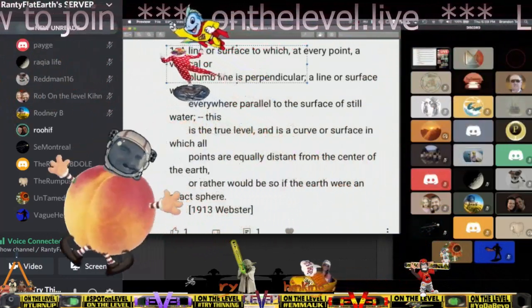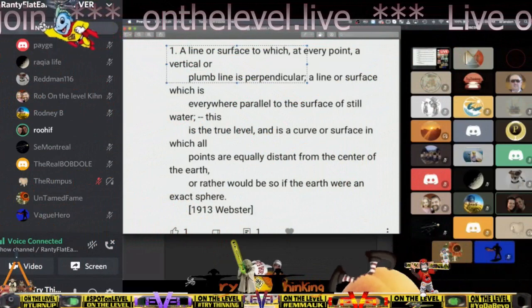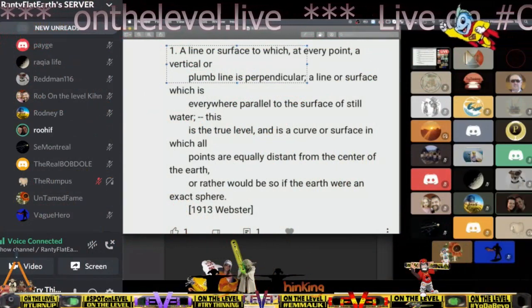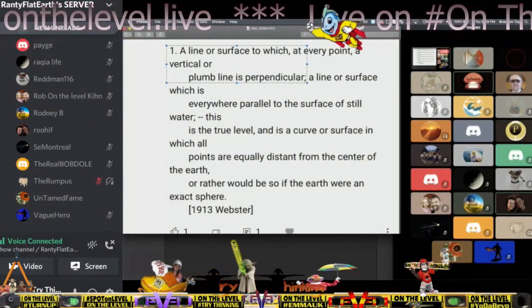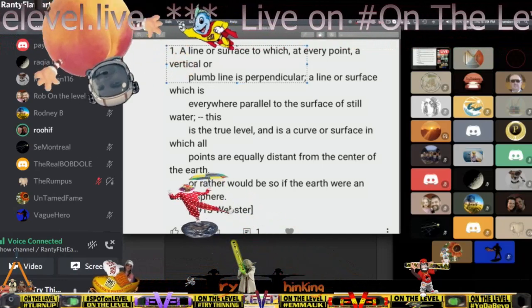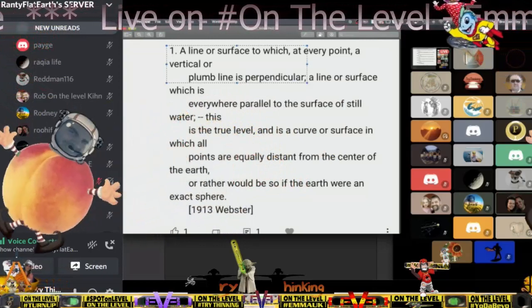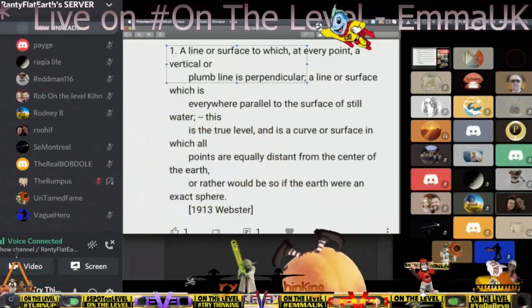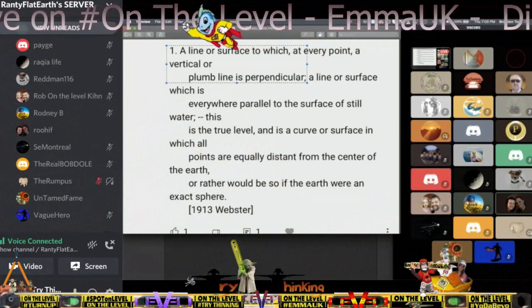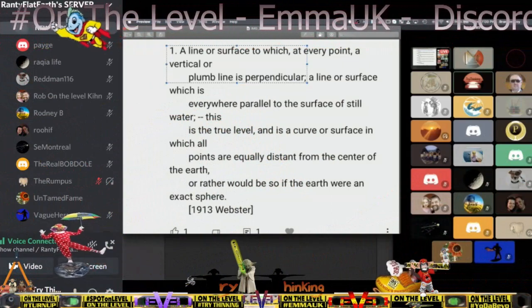Well, I can read it as that every point constitutes the flat plane that is perpendicular to the plumb line. Or you can read it the way I think you're trying to read it, that every plumb line is also the same vertical, which I disagree with. How can it be the same vertical? What are you talking about?